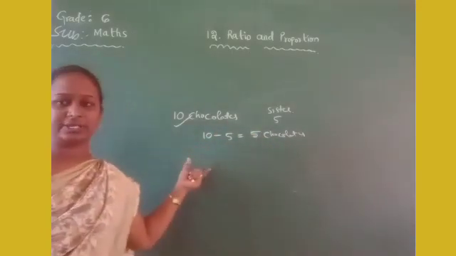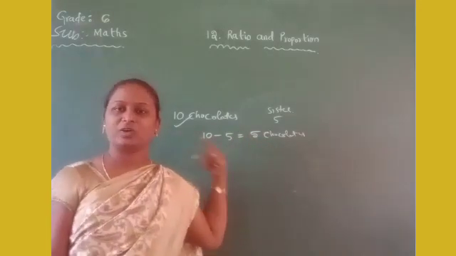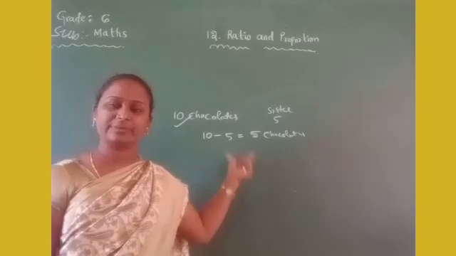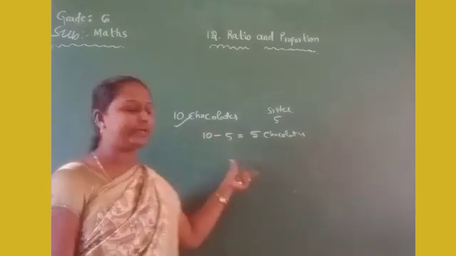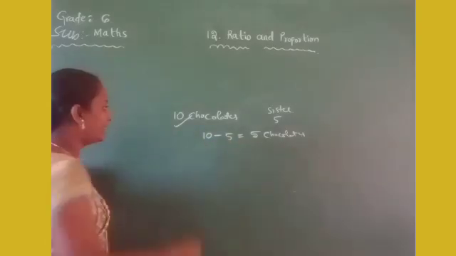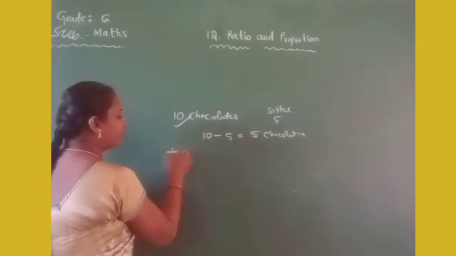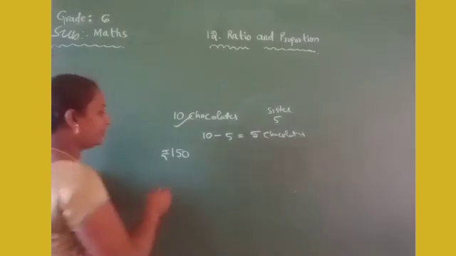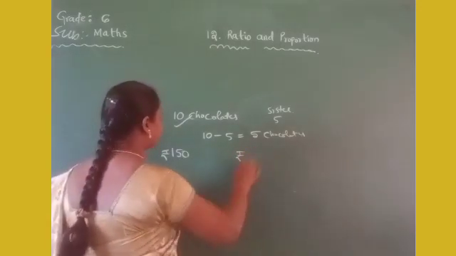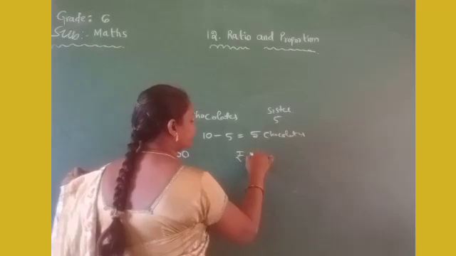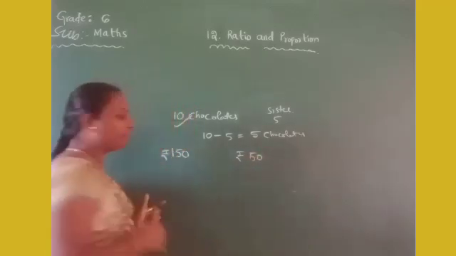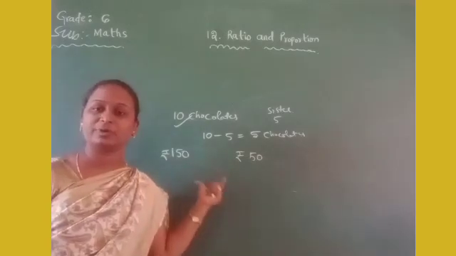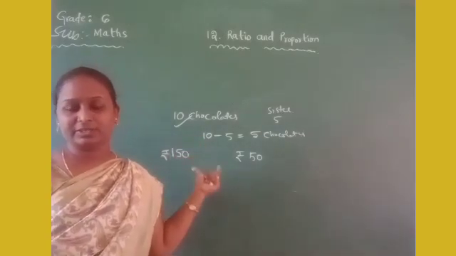So you have 10 chocolates, your sister has 5. Then to find how many chocolates more, you have to do the subtraction. So if you do the subtraction method, you can say how many chocolates are more. Like if your father gave you 150 rupees, and your sister received 50 rupees from your father. Who has received more money from your father?